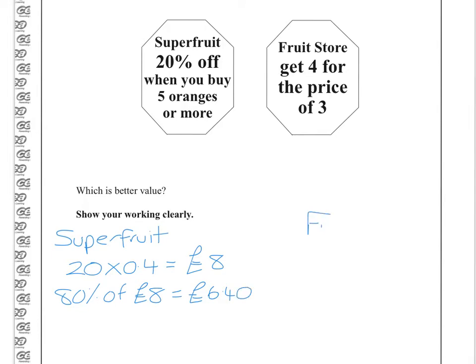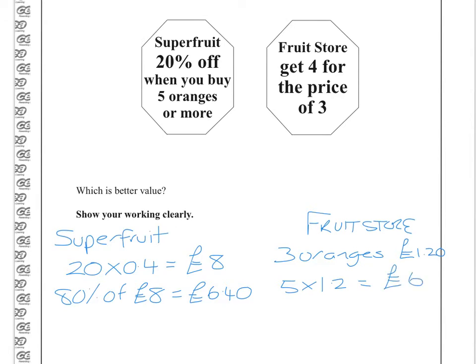If we then go to the fruit store, you get 4 for the price of 3. So 3 oranges will cost £1.20, and we get 1 free. So we want to get 20 of those, which means we need 5. So we need 5 times £1.20, which is a total cost of £6. So the fruit store is better value.